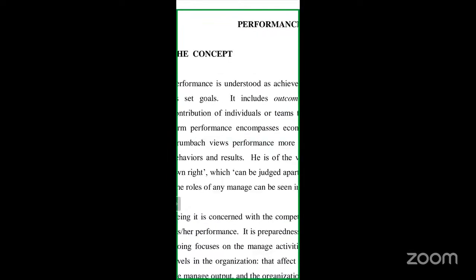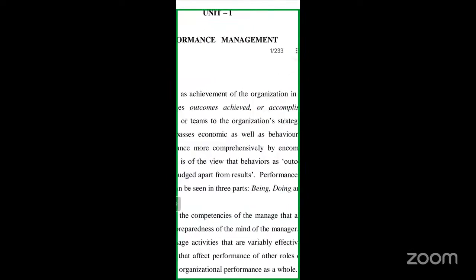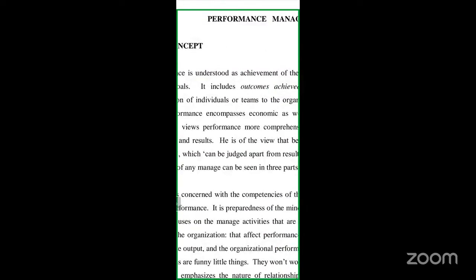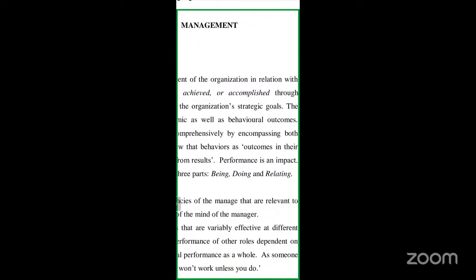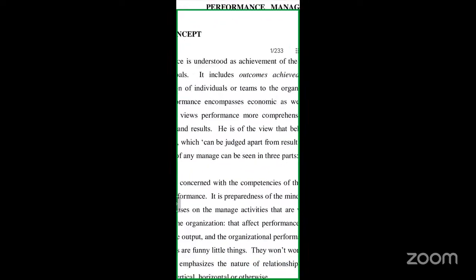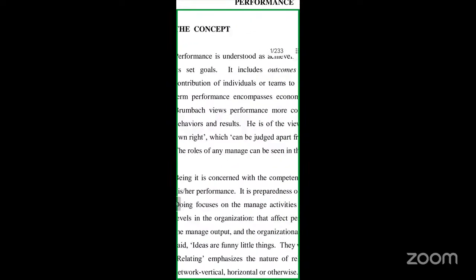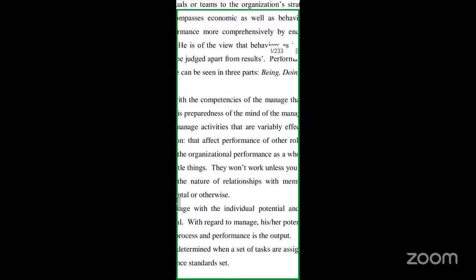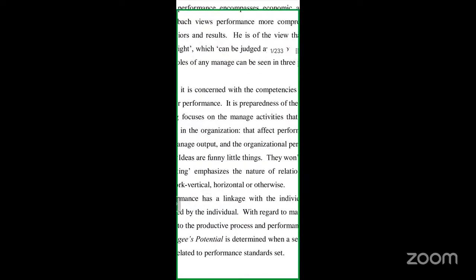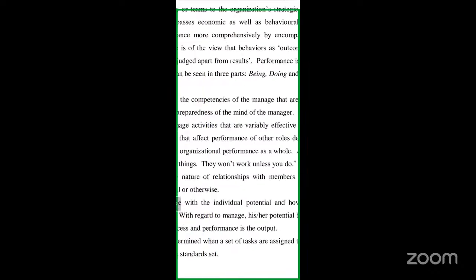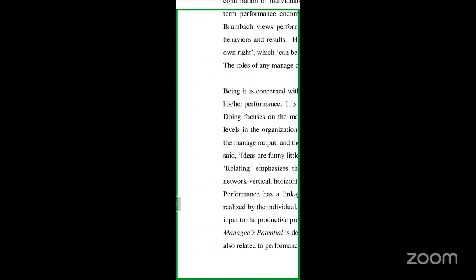to set the performance. It includes outcomes achieved or accomplished through contribution of individuals or teams to the organization's strategies' goals. So in order to achieve our performance, first we have to maintain some goals. And performance management is concerned with the competencies of the managed that are relevant to his or her performance.